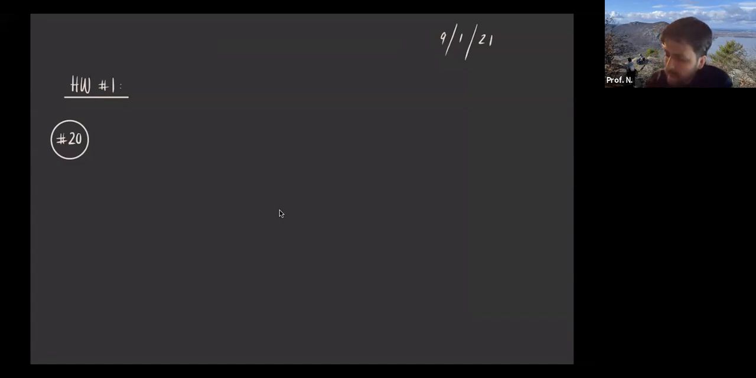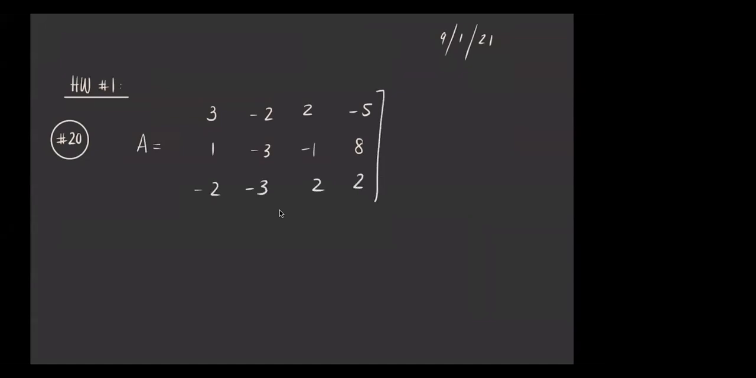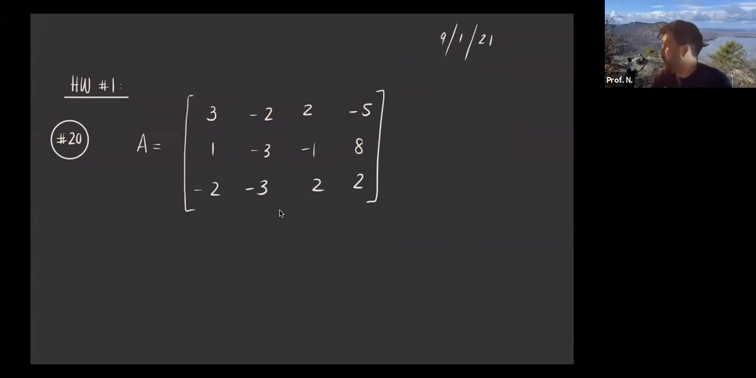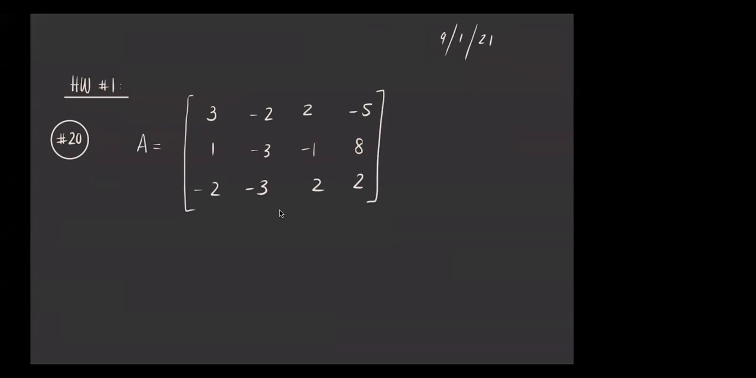So you had your matrix, the matrix that you're speaking of is 3, -2, 2, -5, 1, -3, -1, 8, and -2, -3, 2, 2, like this, right? Yeah, Professor. Okay. And then you said you couldn't put it in row reduced echelon form. Yeah, I tried a bunch of methods and I thought I got it to row reduced echelon form, but I think I tried like 3 times and all of them were wrong.